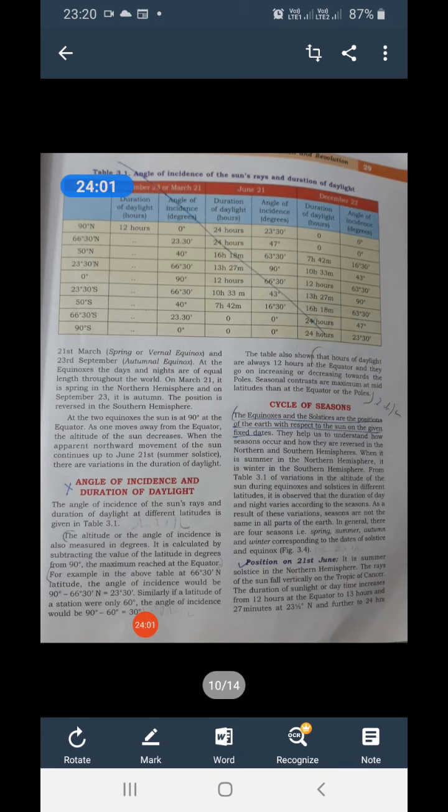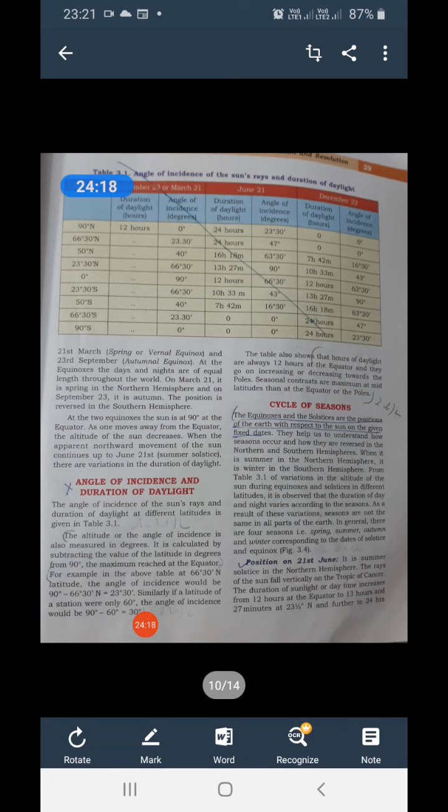Now I am going to explain to you the seasons, how the revolution of the earth causes change in season, and how when the season changes, the duration of day and night, the length of day and night also changes.